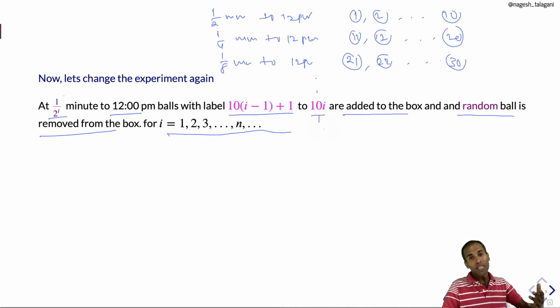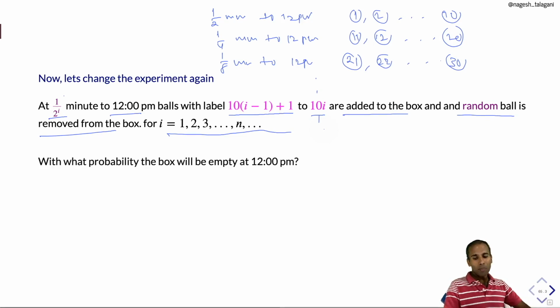So there is more than one possible answer, so that question will not make sense. If I ask you how many balls will be there in the box, the answer may be empty or infinite. I don't know, it may be anything. But as it is a random experiment, the following question makes sense: with what probability will the box be empty at 12 pm?